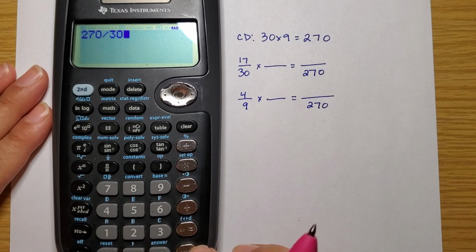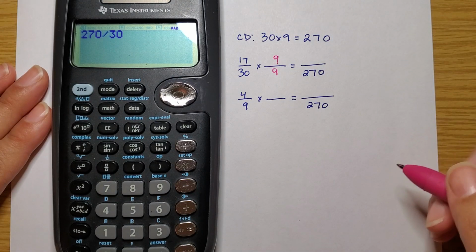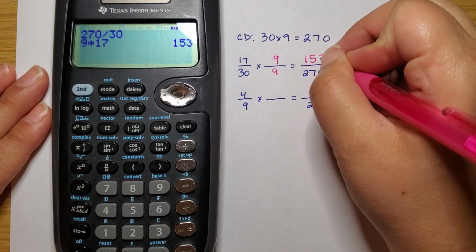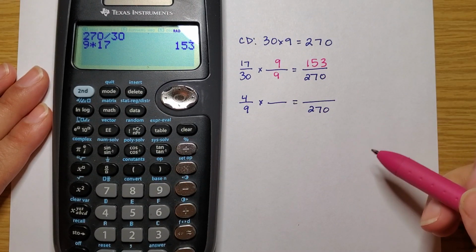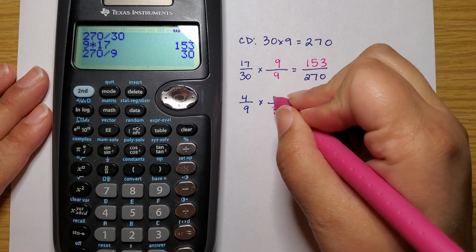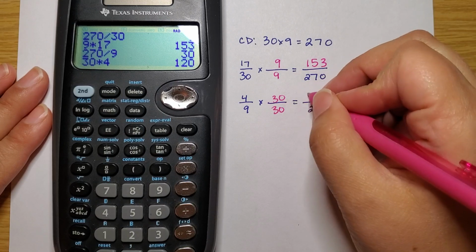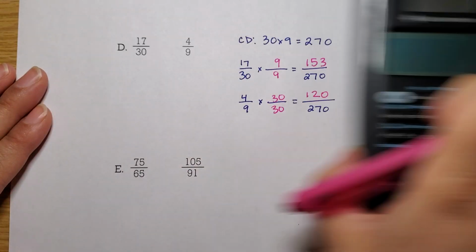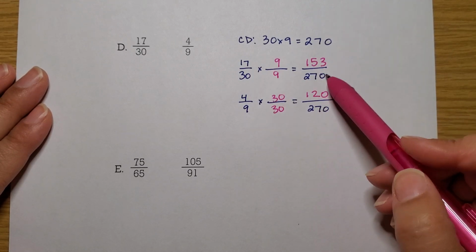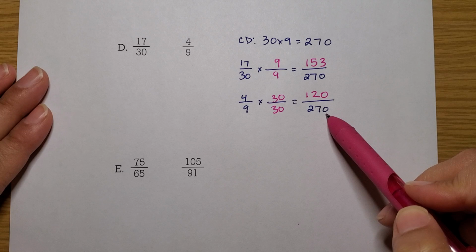270 divided by 30 gives me 9. So I'm going to multiply the bottom and top by 9. And then 9 times 17 gives me 153. For the second fraction, 270 divided by 9 gets me 30. And 30 times 4 is 120. Cool. So 17/30 is the same as 153/270. And 4/9 is the same as 120/270.